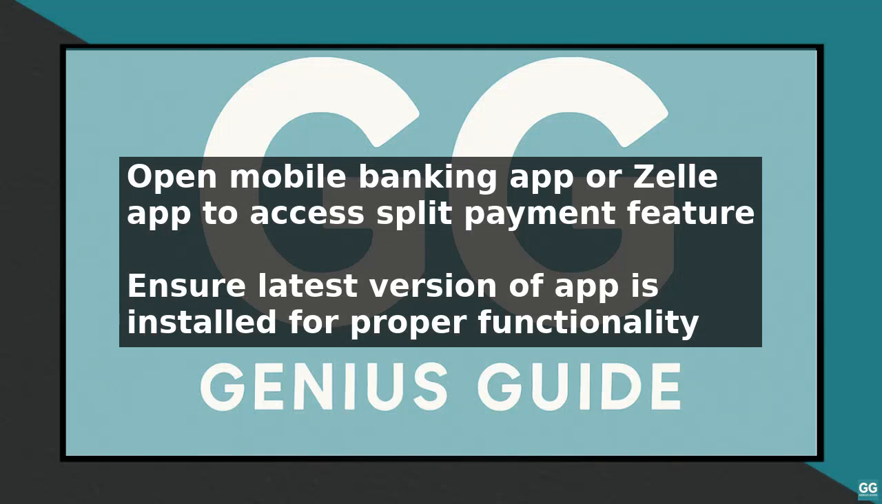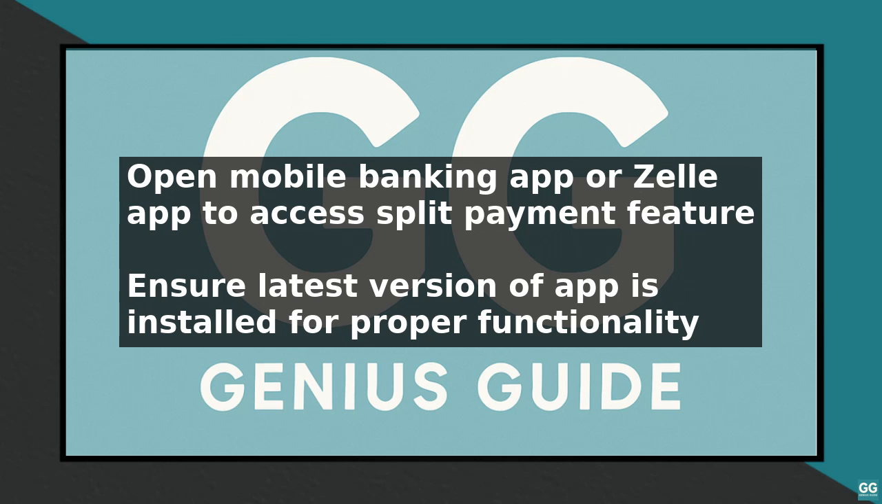To split a payment using Zelle, start by opening your mobile banking app or the Zelle app, depending on your bank's integration. Ensure you have the latest version of the app to access the split payment feature. First, navigate to the Zelle section within your app. Then select the option to send money.